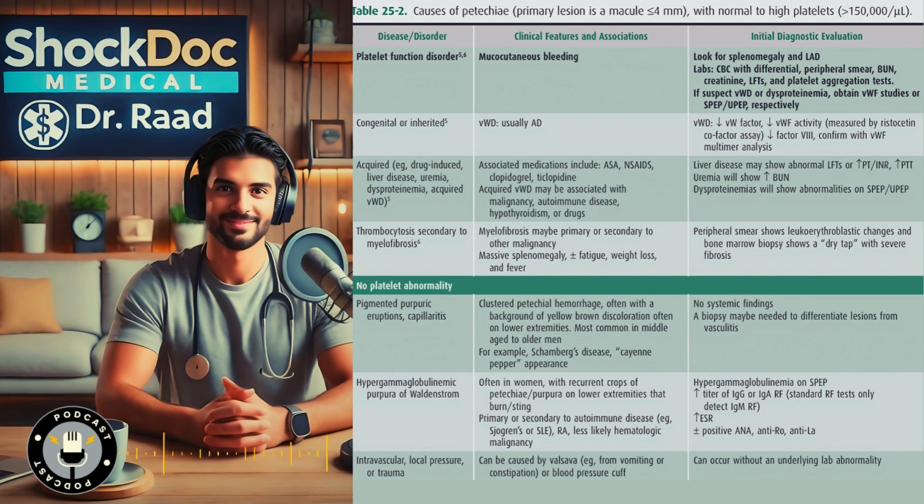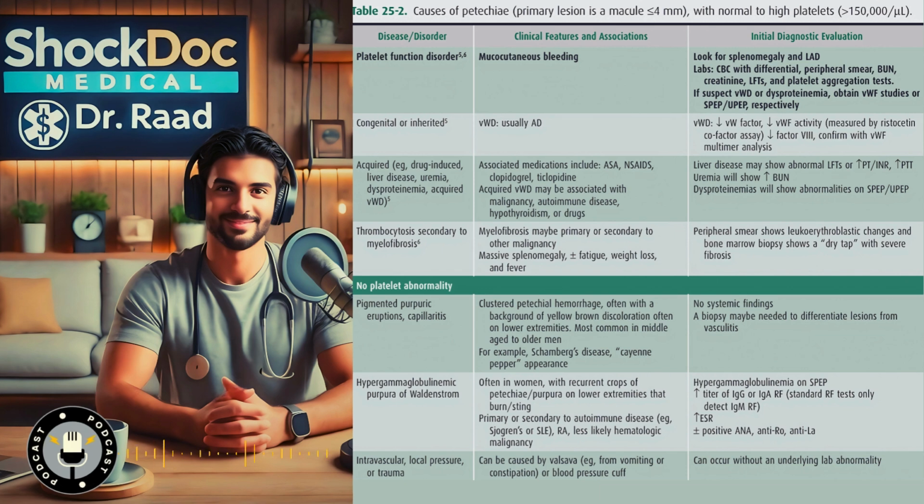If you suspect von Willebrand disease, VWD, or a dysproteinemia, you'll need VWF studies or even SPEP-UPEP. Congenital or inherited disorders. For example, VWD is usually autosomal dominant. You'll see decreased levels of VWF, reduced VWF activity, often measured by the ristocetin cofactor assay, and decreased factor VIII, confirmed with a VWF multimer analysis.